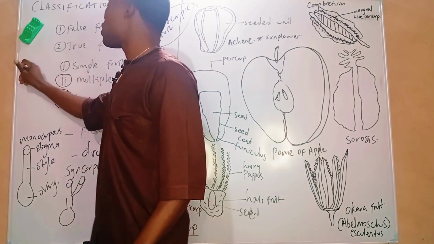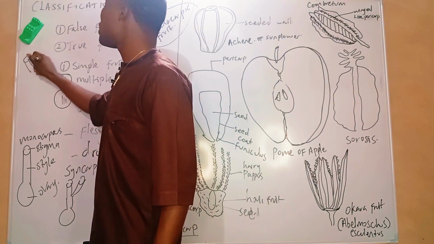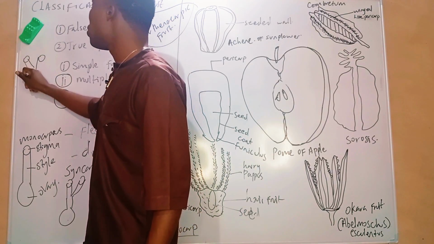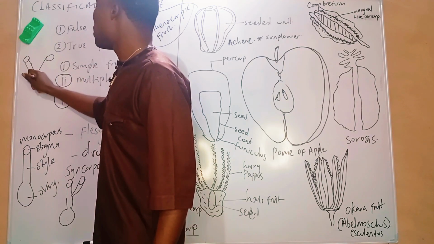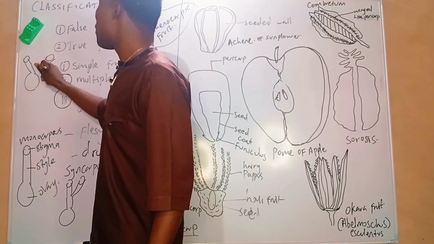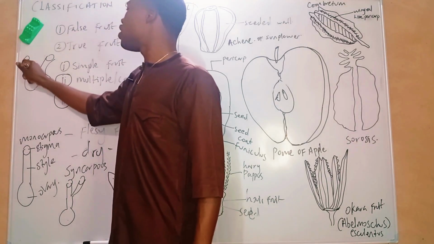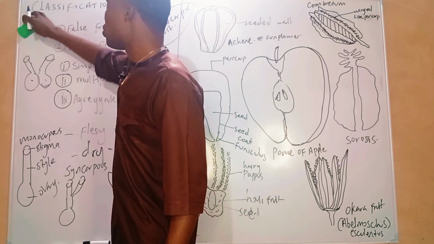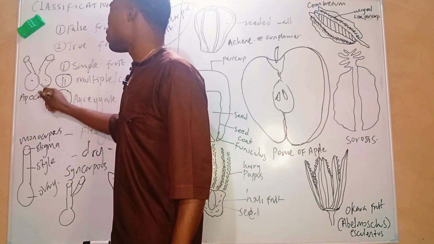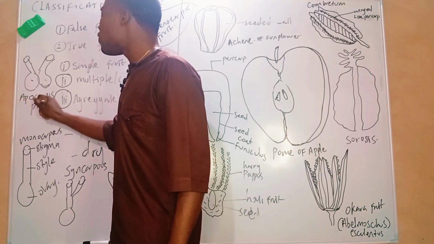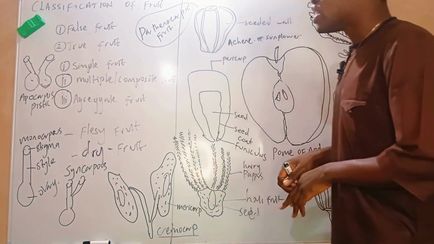Then what about the last one? The last one is what we refer to as an apocarpous pistil. An apocarpous pistil is a set of pistils that are not fused. So let me just do something like this. These pistils are not fused, they are free pistils. So we have different ovaries, different styles, different stigmas. So this is an apocarpous pistil.